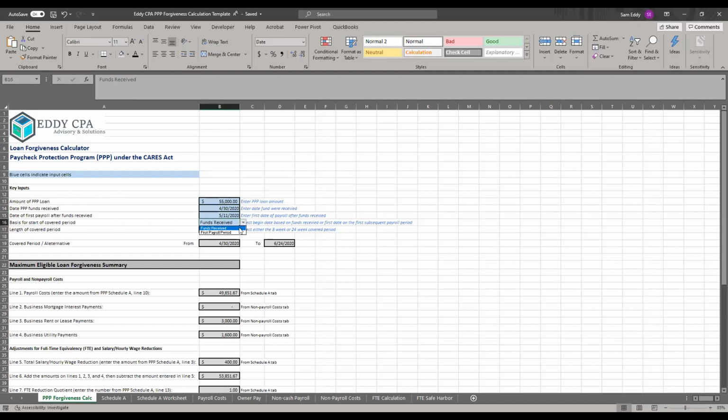So you are going to either select the date in which you receive the funds as the beginning date, or the first payroll period date as your beginning date. Now this will change the begin date for your covered period and obviously the end date.